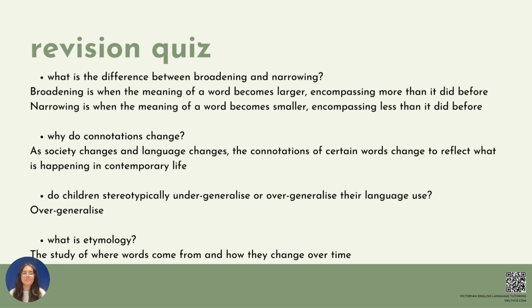Okay, answers time. Broadening is when the meaning of a word becomes larger, encompassing more than it did before. Narrowing is when the meaning of a word becomes smaller, encompassing less than it did before. As society changes and language changes, the connotations of certain words change to reflect what is happening in contemporary life. Children stereotypically overgeneralize their language use. And etymology is the study of where words come from and how they change over time.